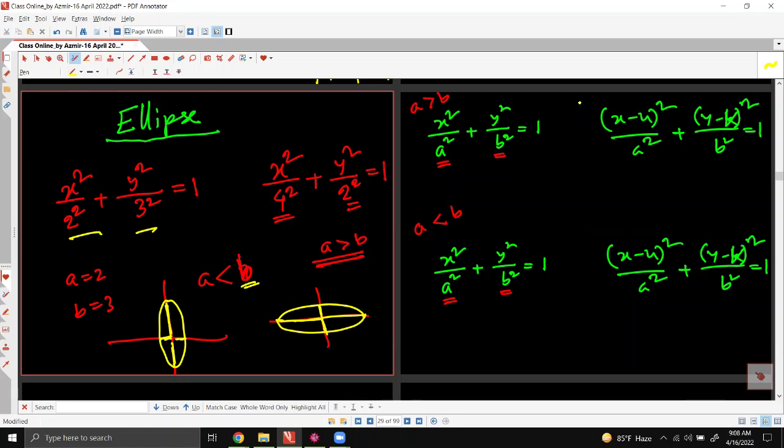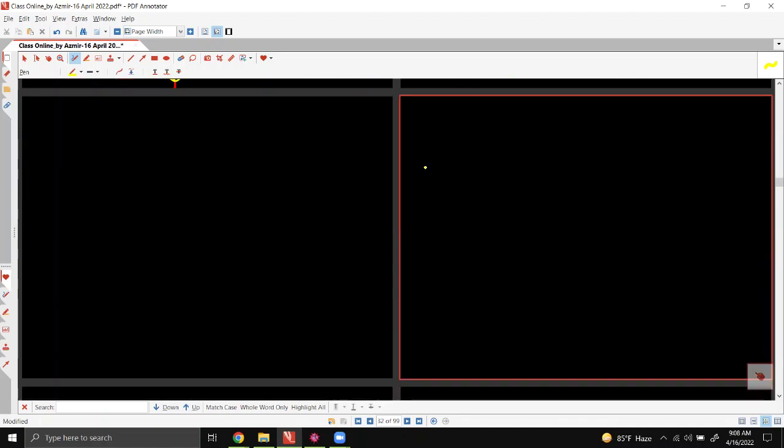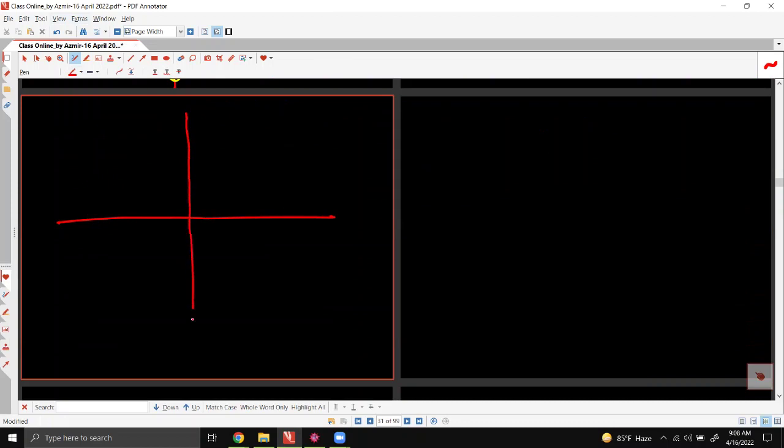So we are not going through these two equations. We will have a look at the formulas of this equation and this equation. Sometimes a is greater than b and sometimes a is less than b. So what will be the formulas? So at first, let us try to have a look at the graph of an ellipse.